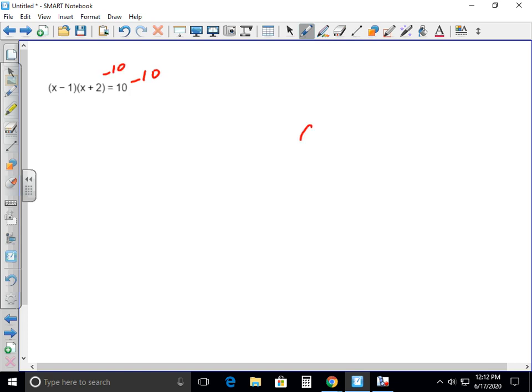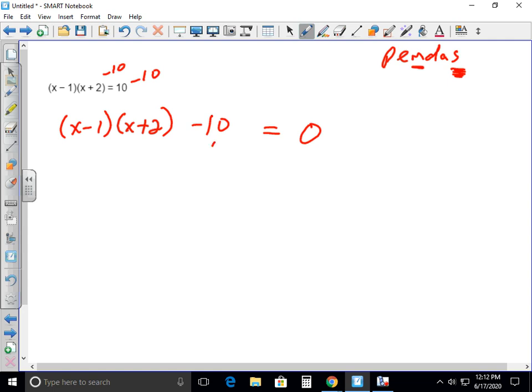10 minus 10 is 0. And let's just copy down what we have on the other side. We have x minus 1 times x plus 2, and then we have minus 10. Now, order of operation says that before we subtract 10, we would have to multiply those parentheses together. We can't just simply take 10 away from either one of those parentheses. That doesn't work. That violates our order of operation.